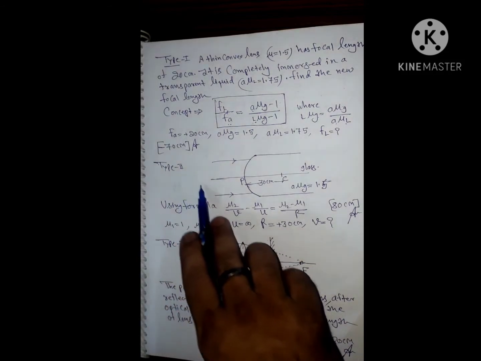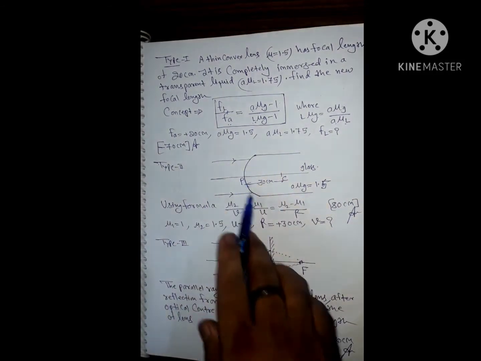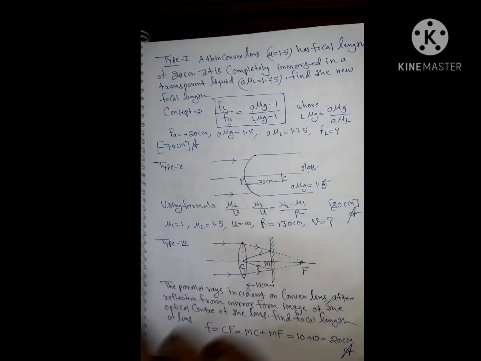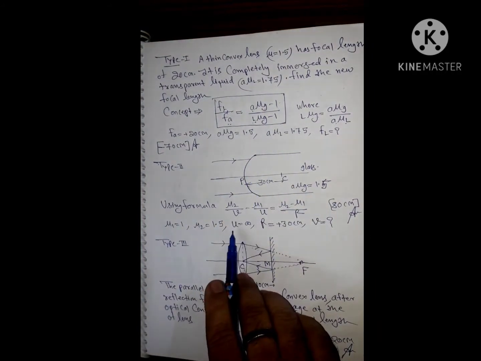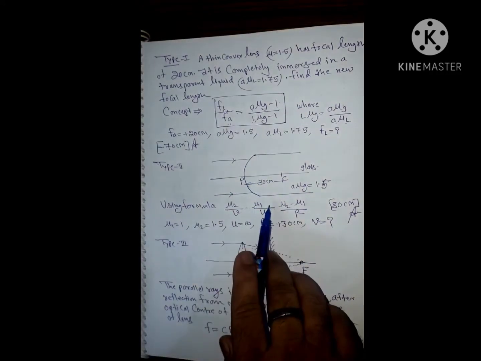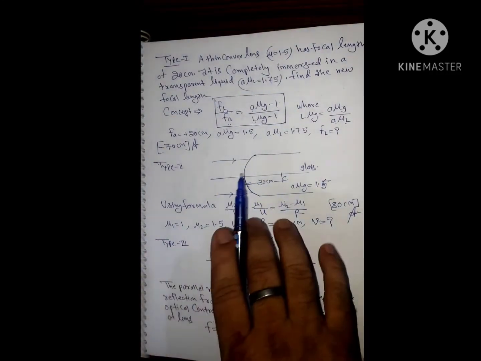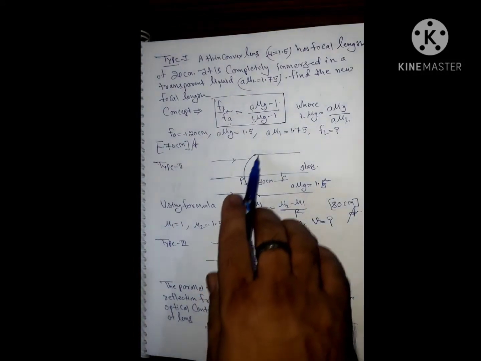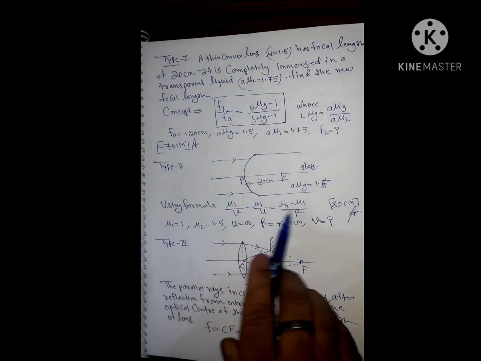I am taking another type of example: a curved surface, where light strikes parallel to the principal axis. Where will the image be formed? Don't worry, students. Refraction will occur due to the curved surface, using the curved surface formula.